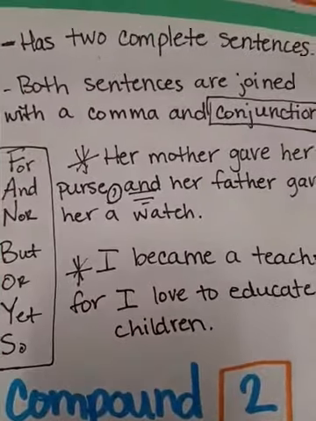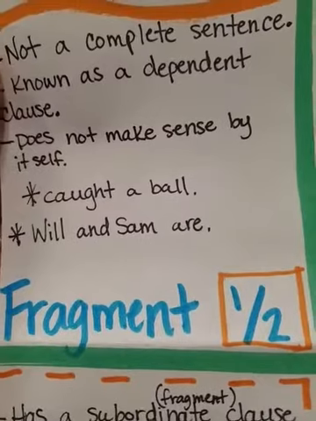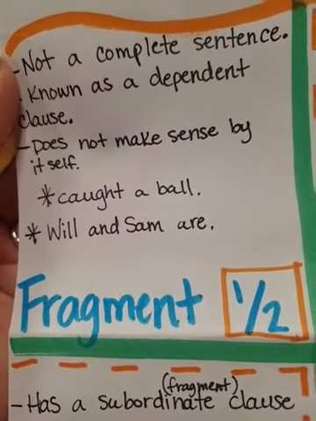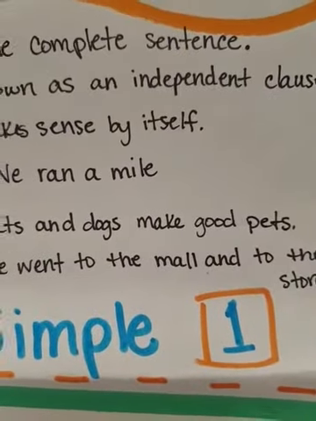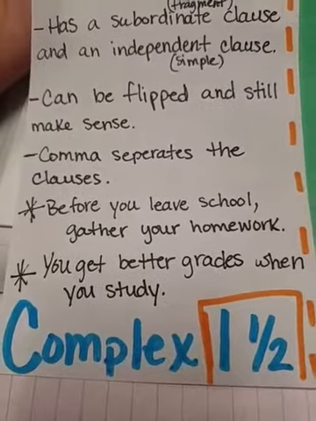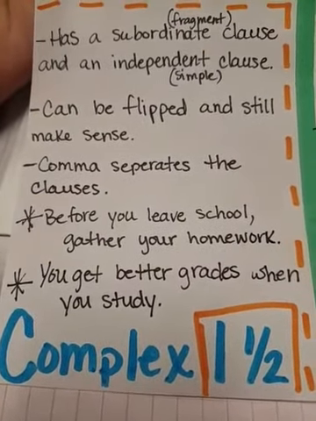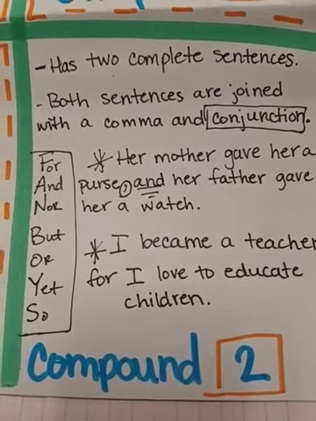So, good thing to think about is that a fragment is half of a sentence. Okay, it's only part, like a fraction in math class. Okay, and then a simple sentence is one whole sentence. A complex sentence is 1.5 of a sentence, and then the compound sentence is 2 complete sentences.